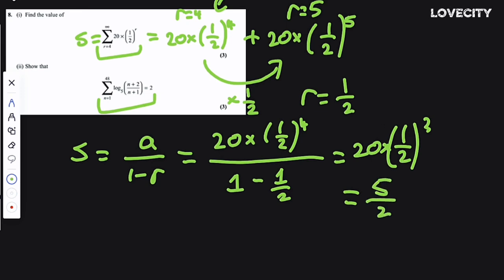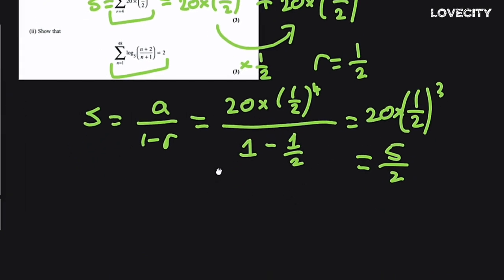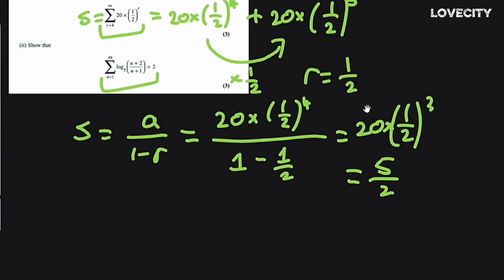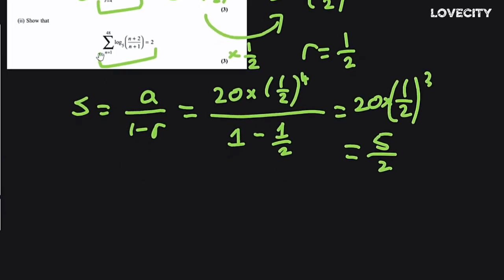What I've done there to calculate that, I've done in my head. I've grouped up the powers of 2 in the 20 and cancelled them with the half. But yeah, you can put that in your calculator. Part 2, show that this is equal to 2. So again, we're going to have to consider the sum.